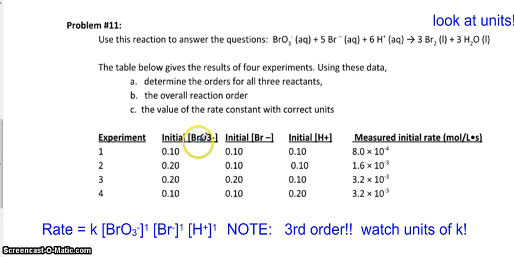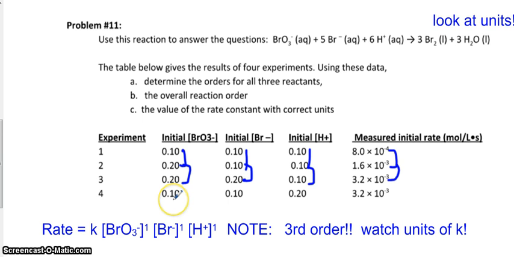So to find the bromate, I used 1 and 2 because these guys are held constant and these guys are held constant. So this doubled and that doubled, first order. To find bromide, I used experiment 2 and 3 because these were held constant and these are held constant. So this doubled and so this doubled. Once again, it's a first order.